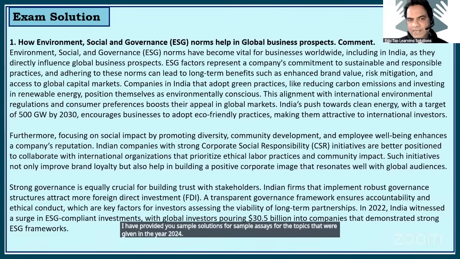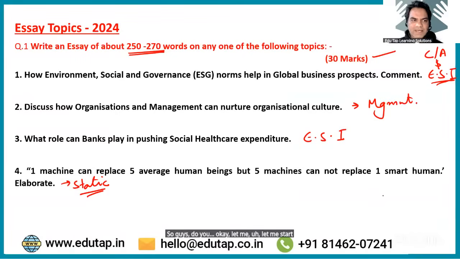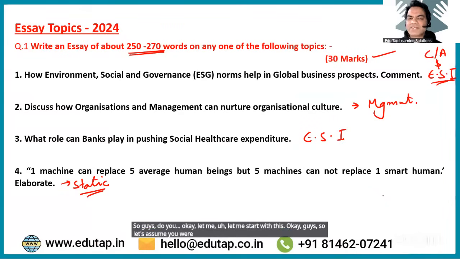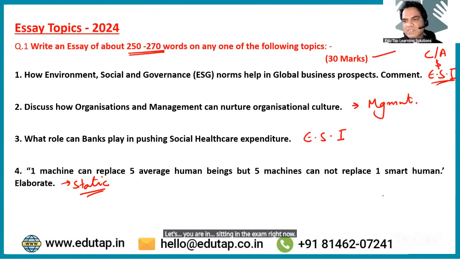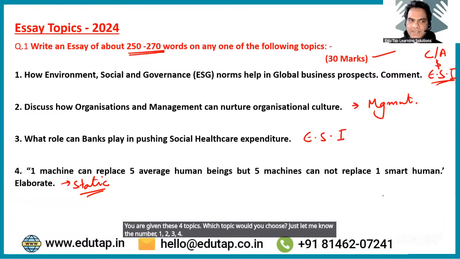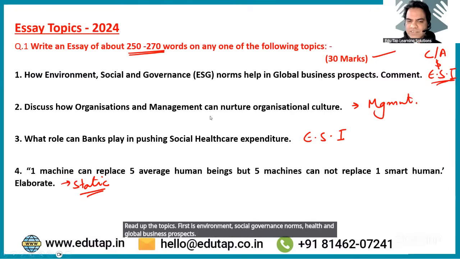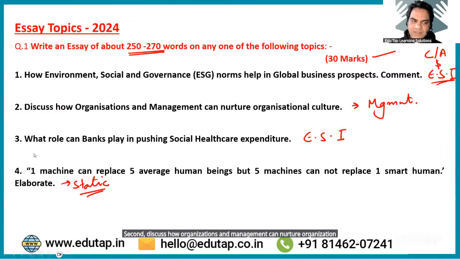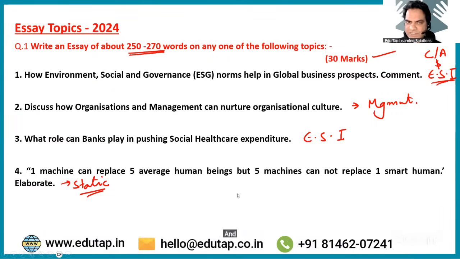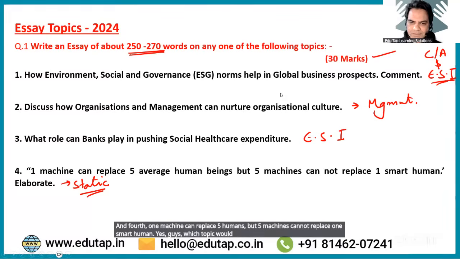So guys, let me start with this. Let's assume you are sitting in the exam right now. You are given these four topics. Which topic would you choose? Just let me know the number one, two, three, four. Read up the topics. First is environment, social governance norms helping global business prospects. Second, discuss how organizations and management can nurture organizational culture. Third, what role can banks play in pushing social healthcare expenditure? And fourth, one machine can replace five humans, but five machines cannot replace one smart human. Yes, guys, which topic would you have chosen?